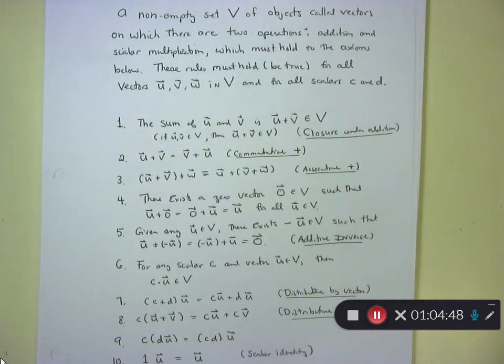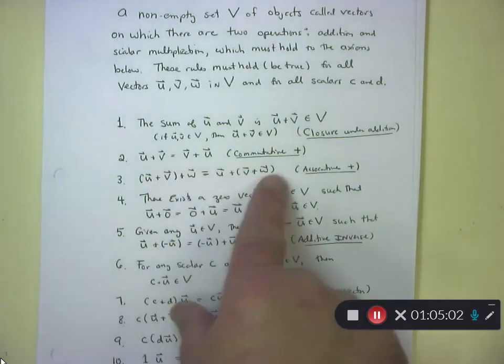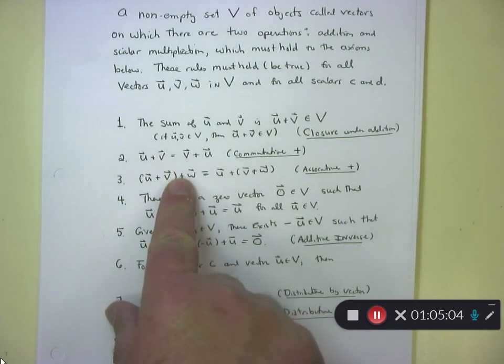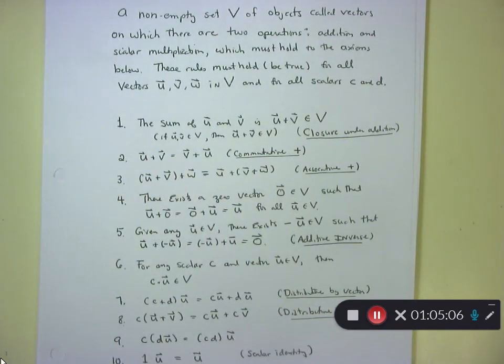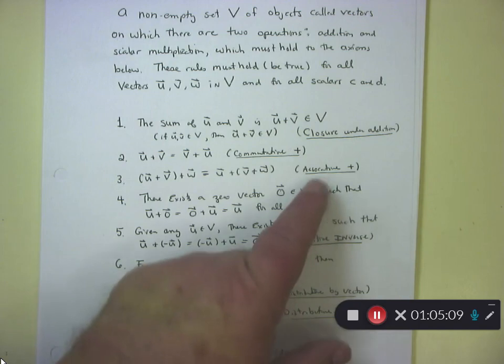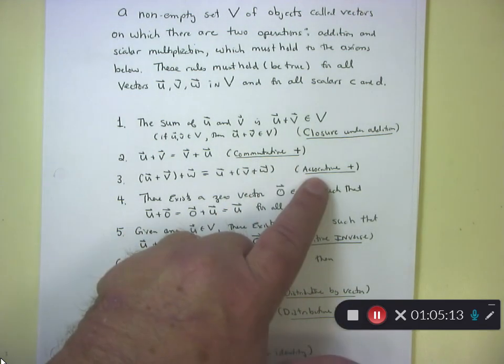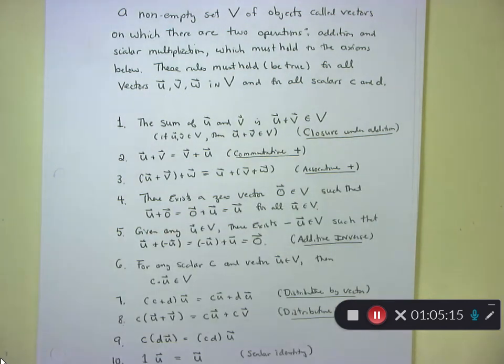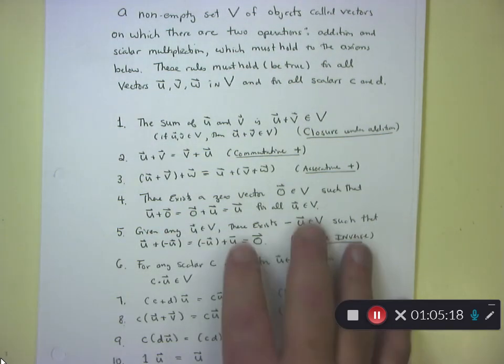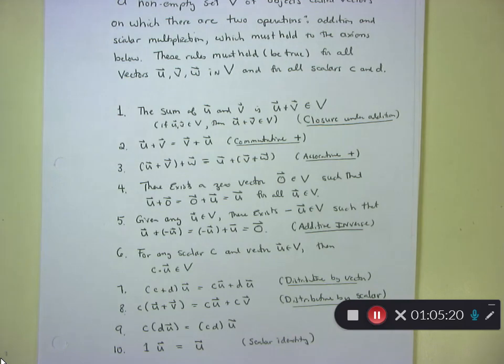Also, if I got three vectors, u, v, and w, if I take vector u plus vector v and add those together, and then add w, that's the same as adding vector u to the sum of vector v plus vector w. Order doesn't matter. Notice the parentheses. When I'm moving parentheses around, what's the fancy word for that? Associativity. Commutativity, you can move elements around. Associativity, you can move parentheses around. Under addition, it works.